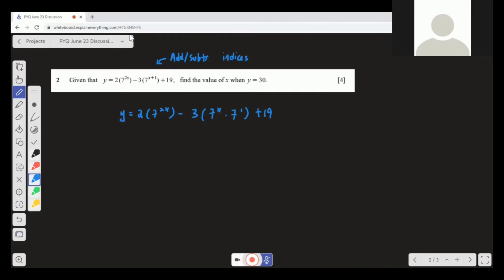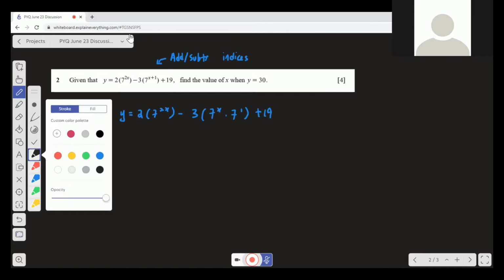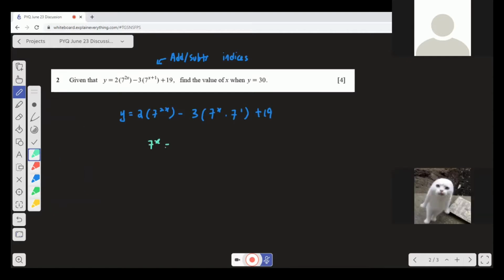So maybe Yan Tong, do you know what to do next? Make 7 power x become something else, right? Yes, let's say y. Wait, not y, because there's y in front, right? So maybe we can change it to a. So 2a squared, because 7 power x is a, 7 power 2x is a squared, minus 3a times 7 plus 19.